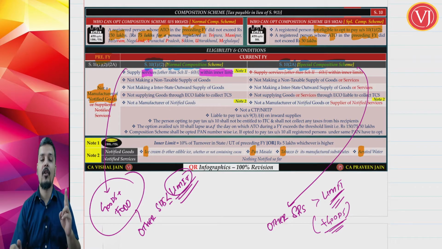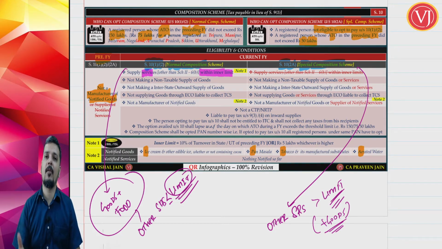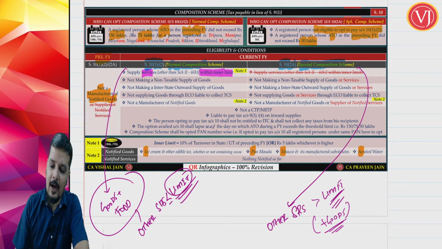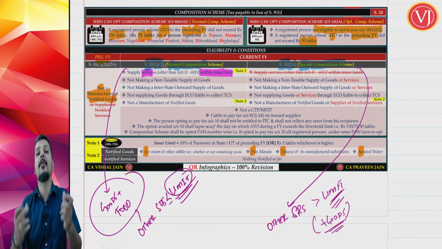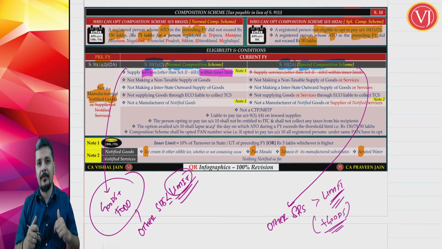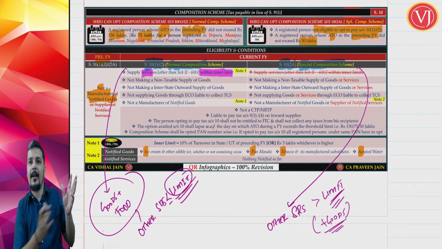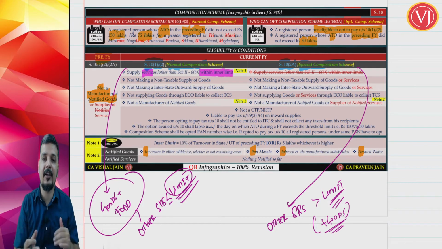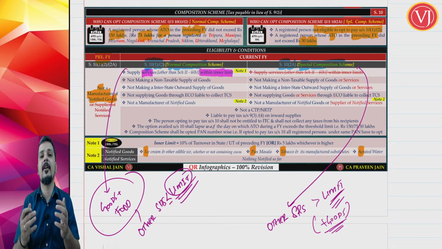Second, you should not be manufacturing pan masala, ice cream, tobacco and aerated water in the preceding financial year. That is true for both the normal composition scheme and the special composition scheme, right? Now, other conditions are all of the current year. So when you see these two conditions, you get an entry point. The moment you satisfy these conditions of the previous year, you can enter the composition scheme, but you have to take care of certain things in the current year.